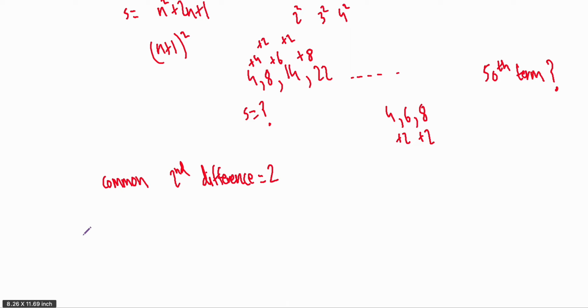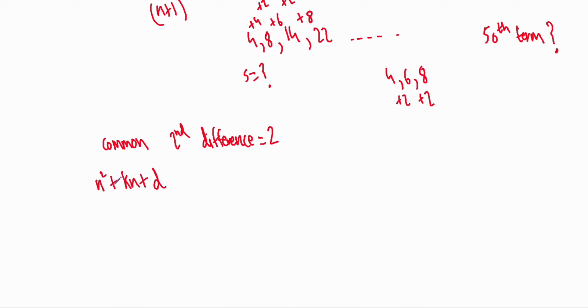And I'll tell you this right now. What we do is, you'll have n squared plus, let's say, kn plus d, for example, because we need to find k and d. Because it's a quadratic sequence, it will be in the form something squared plus something plus something. So if you have the common second difference of 2, we take this 2 and divide it by 2. So we do 2 divided by 2, which is equal to 1. And if the common difference was 4, for example, we do 4 divided by 2, and we end up getting 2. And then this becomes n squared, and this becomes 2 times n squared.